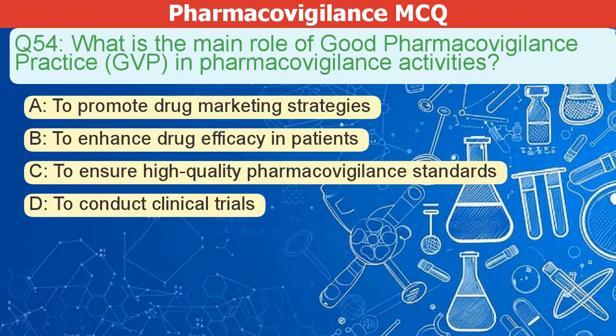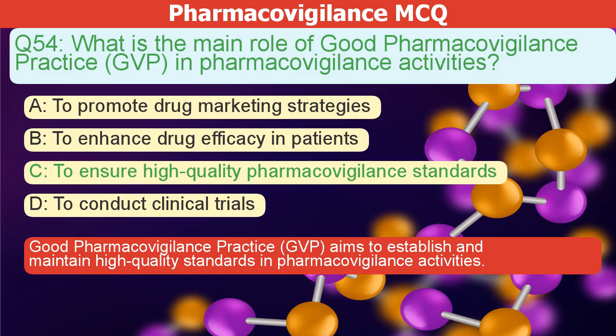What is the main role of good pharmacovigilance practice, or GVP, in pharmacovigilance activities? A. To promote drug marketing strategies. B. To enhance drug efficacy in patients. C. To ensure high-quality pharmacovigilance standards. D. To conduct clinical trials. The correct answer is C. Good pharmacovigilance practice, or GVP, aims to establish and maintain high-quality standards in pharmacovigilance activities.